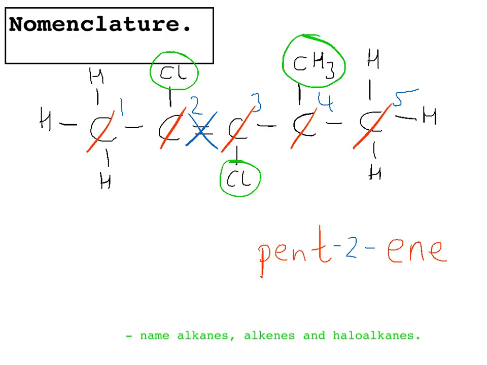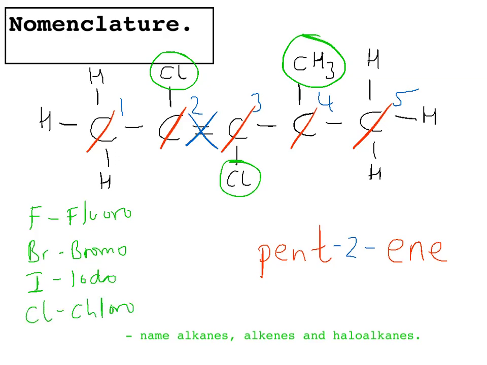Now, there are a number of different words we have to give to different bits that come off the carbon chain. So for halogen groups, if it's an F, then it's fluoro, Br is bromo, I is iodo, and Cl is chloro, so I didn't put those in order. And then if you've got a CH3 group, that's called a methyl group.